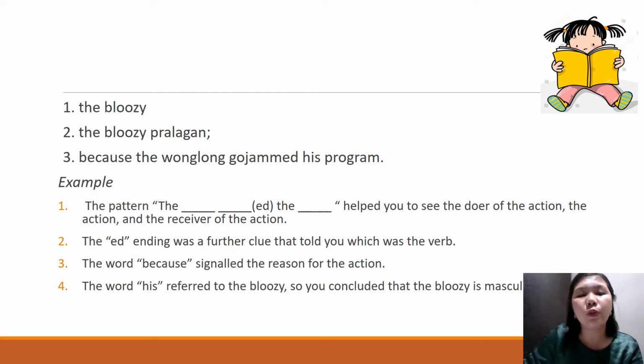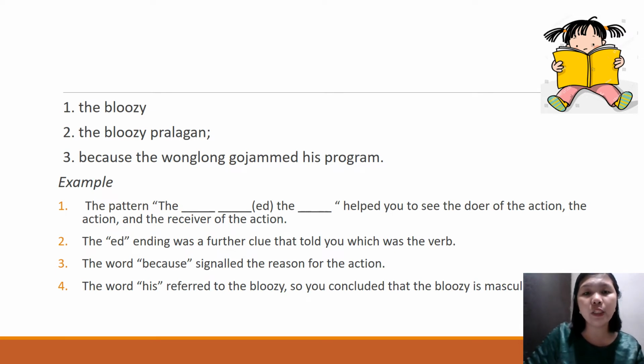Many others can readily answer the questions. Why were you able to do that even if you do not know the nouns and verbs? In this example, unknown words make up about 40% of the passage. Let me point out the clues that helped you. For example, number 1, the pattern "the blank -ed" helped you to say the doer of the action and the receiver of the action. The -ed ending was a further clue that told you which was the verb.